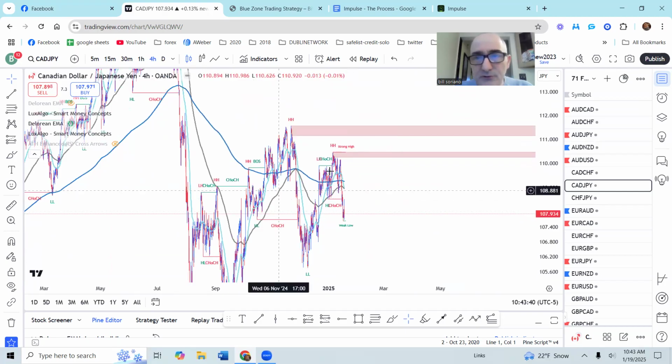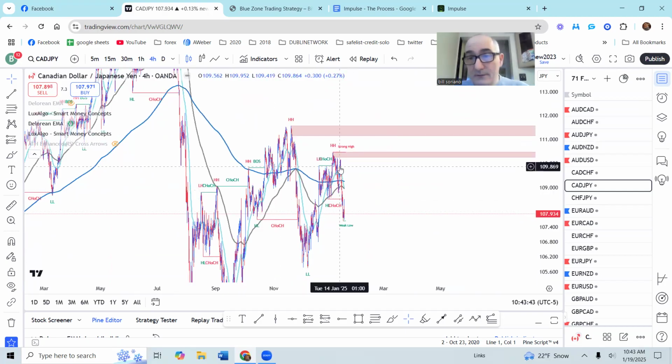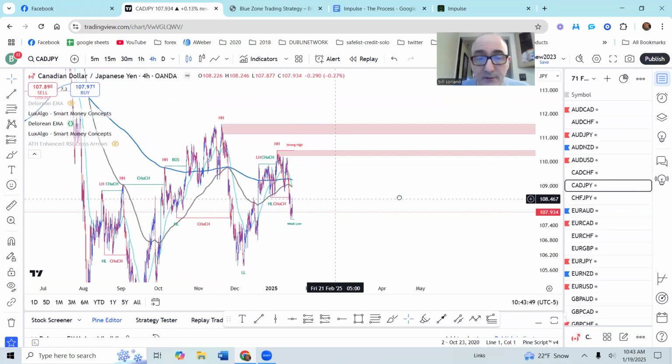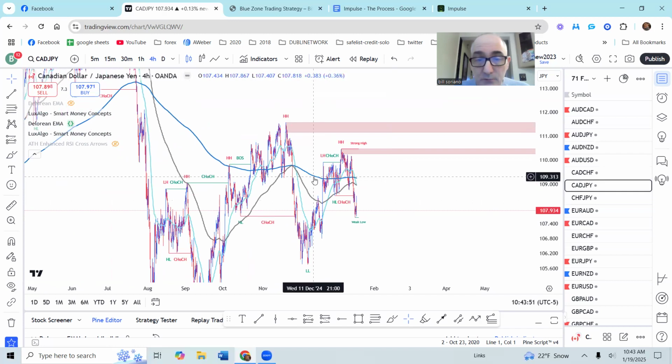And so what I do is using the two free indicators on TradingView here, the DeLorean EMA. We have three moving average lines plotted here. The dark blue one here is the 800 EMA. The teal one is the 50, and this gray one is the 200.